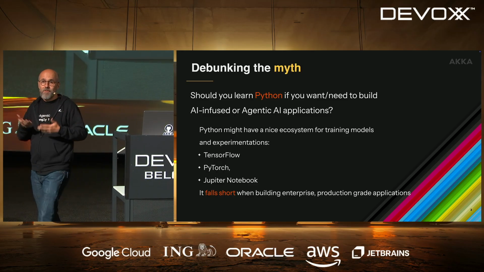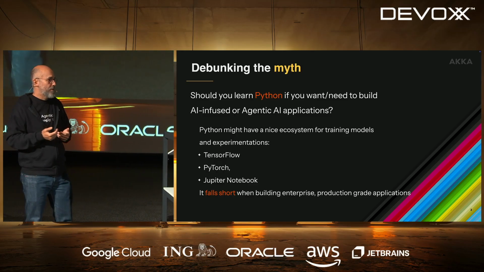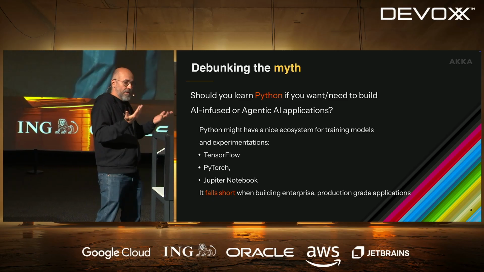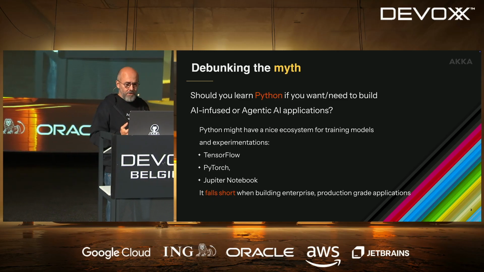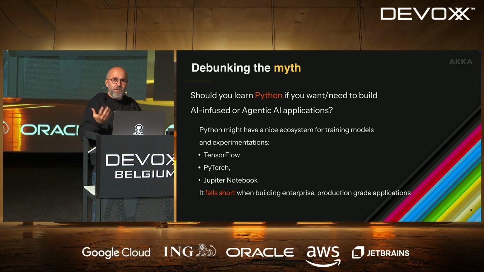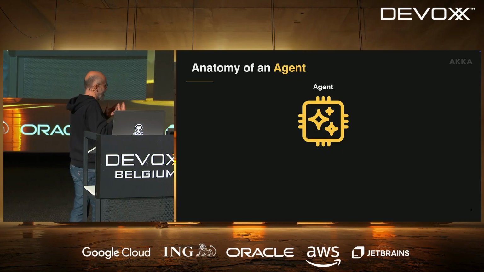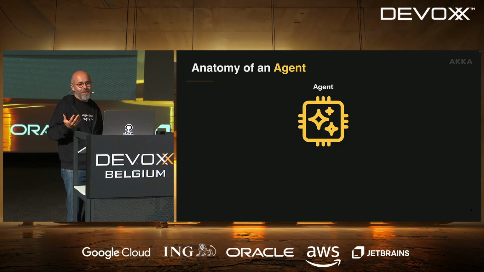Akka is more than a library, it's a full platform. We use LangChain4j, for instance, internally. And there are many other options. So you don't need to learn Python. So what is an agent? There are many definitions. I will bring mine.